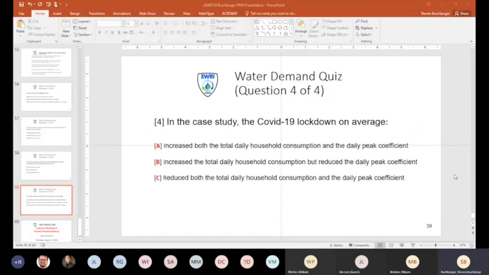Okay, so we'll summarize the results on the quiz. We'll push that out and let you know how you did and what the percent correct was.